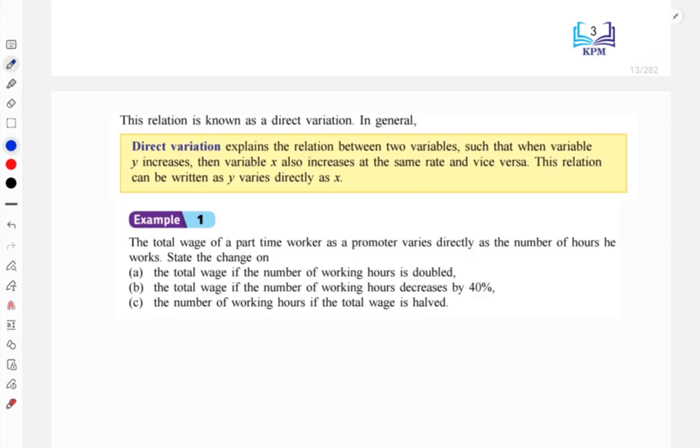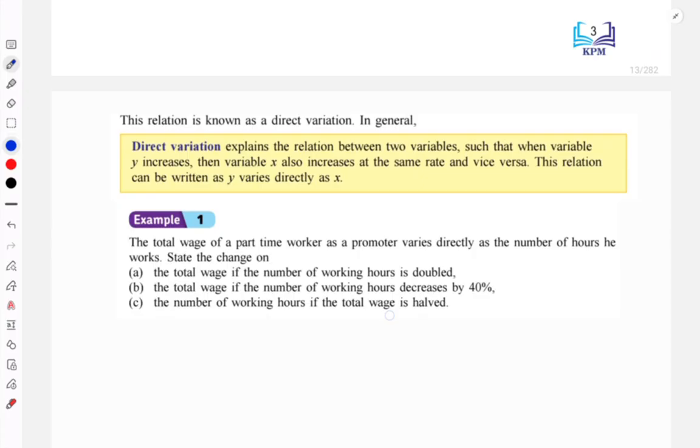Let's get started. Our lesson today is direct variation. The topic is included in chapter 1, form 5. In general, direct variation explains the relation between two variables such that when variable y increases, then variable x also increases at the same rate, and vice versa. This relation can be written as y varies directly as x. This note is in the textbook.